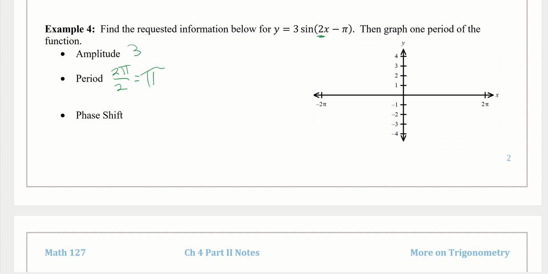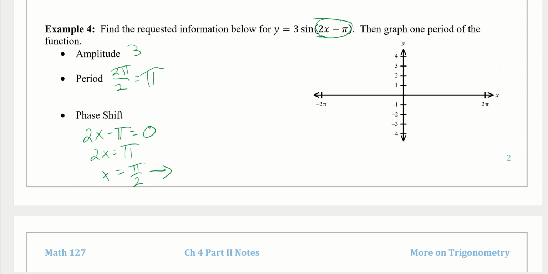And now the phase shift, remember, you just solve what's in the parentheses. So 2x minus pi is equal to 0. Add over the pi, 2x is equal to pi. So x is equal to pi over 2. Now, which direction does this go? Well, whenever you solve it, it's whichever sign you come out with. So it's positive, so that tells me that I go to the right. Okay, so I go to the right pi over 2.